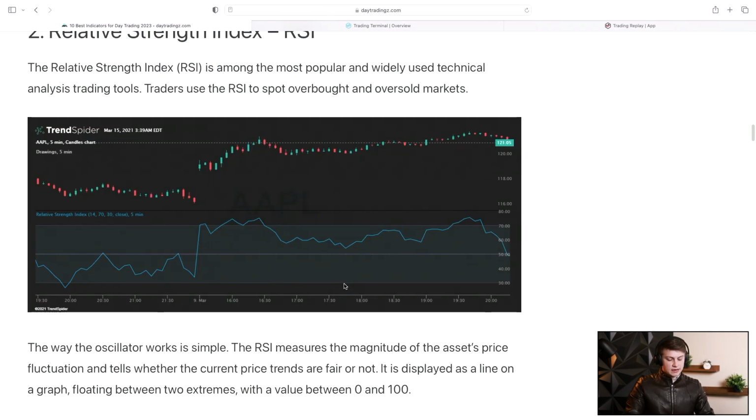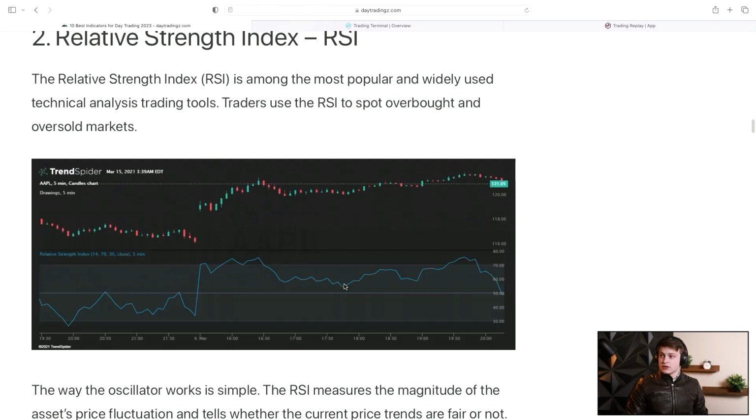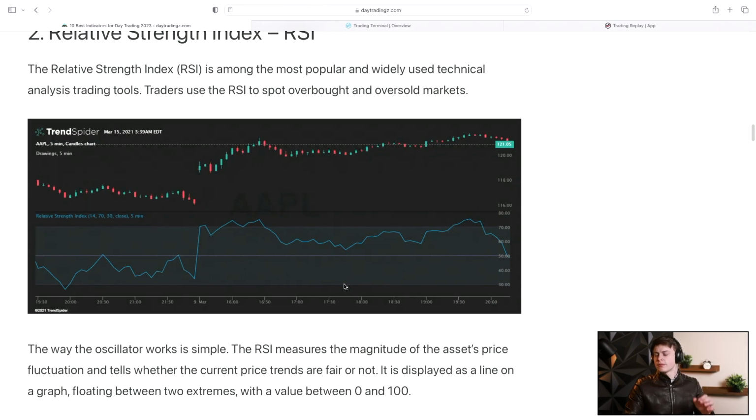So again, let me zoom in just one more time so we can get a really clear picture. Oh, the picture. Okay, never mind. So we can get a really clear picture.